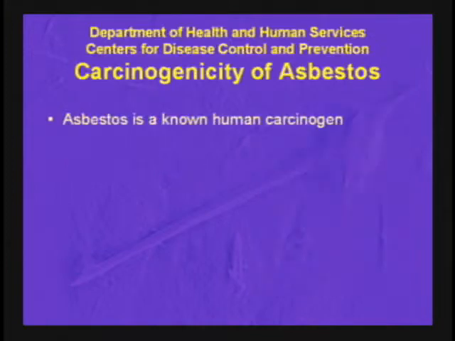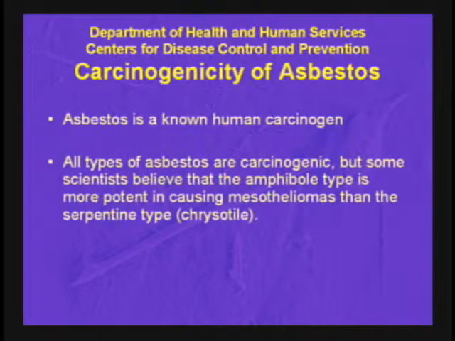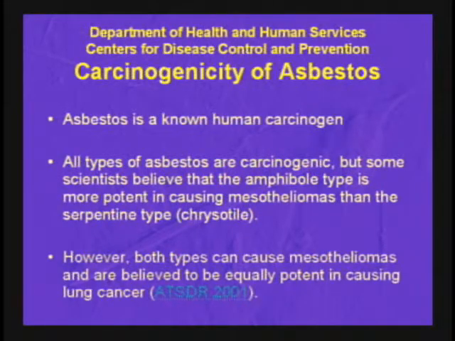The CDC, on their website, has talked about the carcinogenicity of asbestos. They say that asbestos is a known human carcinogen. That's no news to any of us here. They also say that all types of asbestos are carcinogenic, but some scientists believe that the amphiboles may be more potent in causing mesothelioma than chrysotile. Some scientists, so there's some controversy there. However, they continue, both types can cause mesotheliomas and are believed to be equally potent in causing lung cancer.